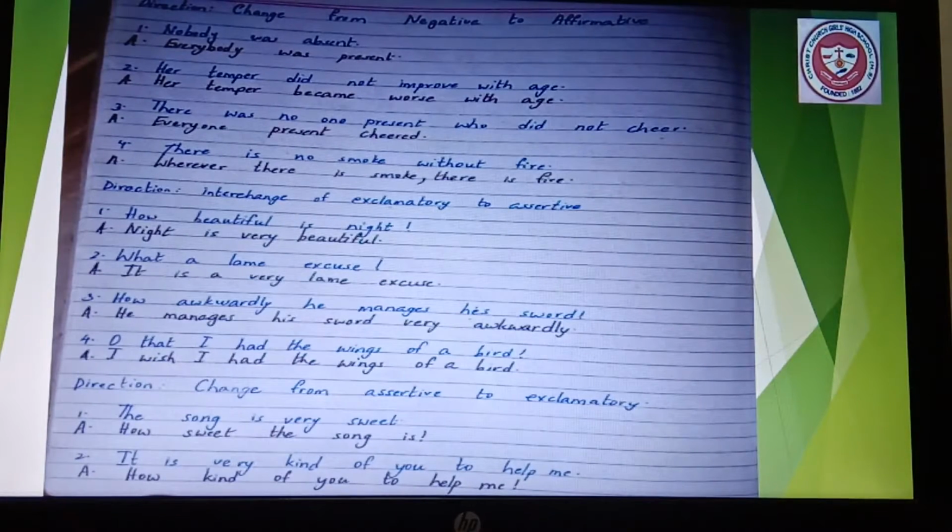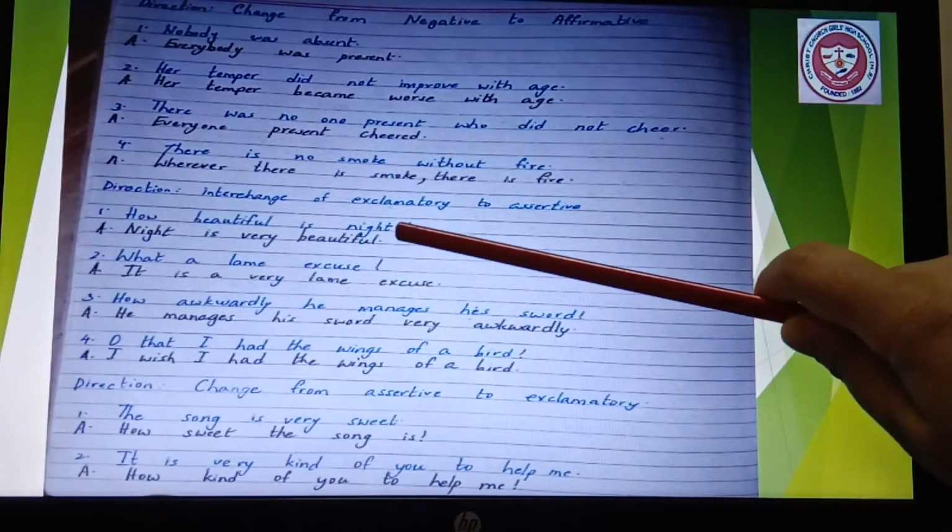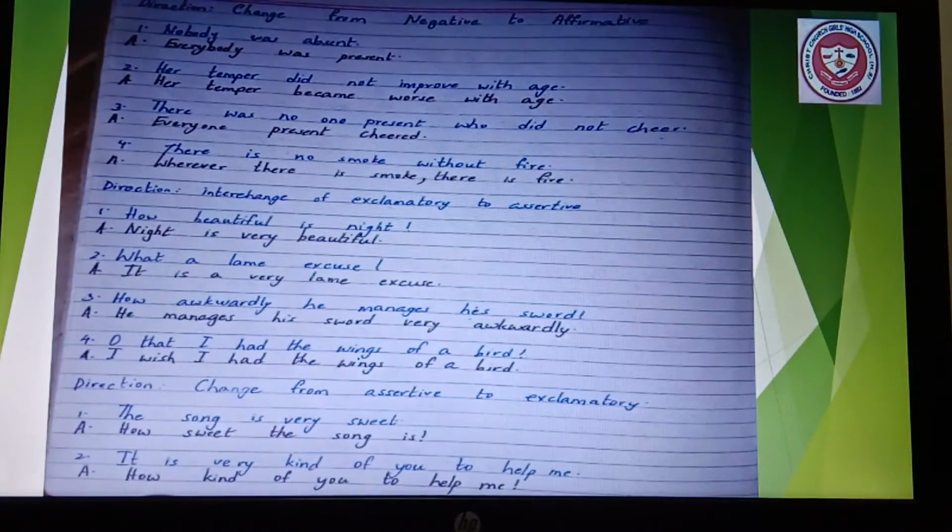So, the next direction is interchange of exclamatory to assertive. How beautiful is night? It's an exclamatory sentence. How do we know that? Because of the exclamation mark. Now, how to make it assertive? Night is very beautiful. I'm simply stating a fact. What a lame excuse. It is a very lame excuse.